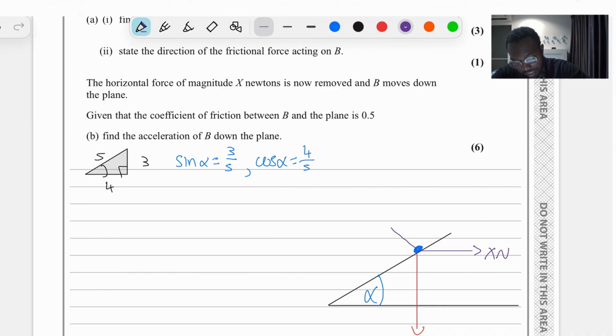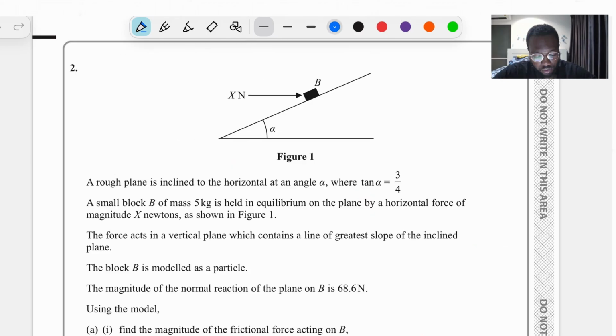So it's going to be here. That is 68.6 newtons. So one last thing we need to add. Well, we know there's going to be friction because we have a rough plane here.